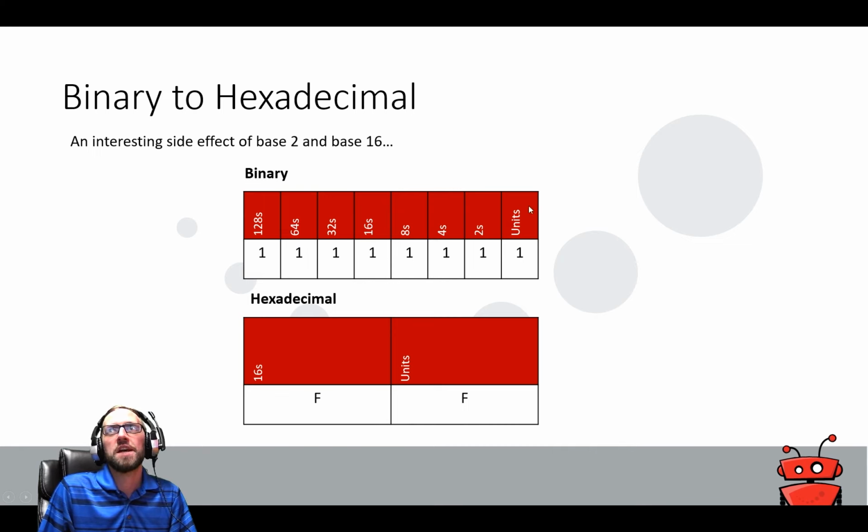For every 4 digits in a binary number, it is the same as 1 digit in hexadecimal, because hexadecimal overflows into a 16ths place, and 4 digits in binary overflows into a 16ths place. Just an interesting kind of side effect of base 2 being something to the power of 2, base 16 being something to the power of 16. So for every 4 digits in a binary number, you have 1 equivalent digit in a hexadecimal number.